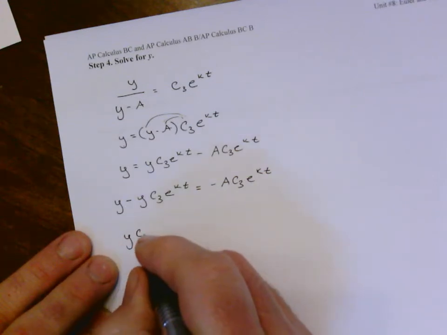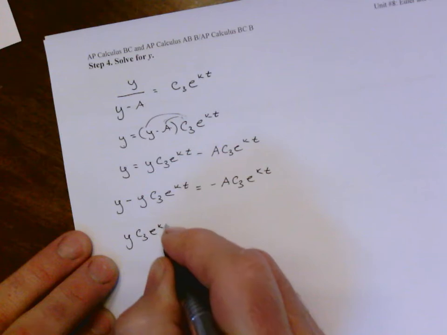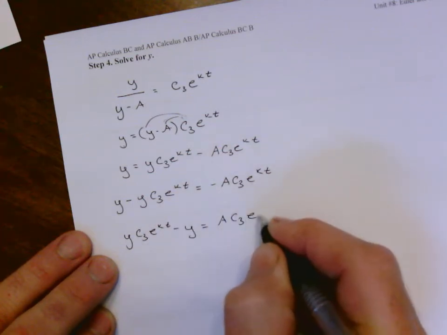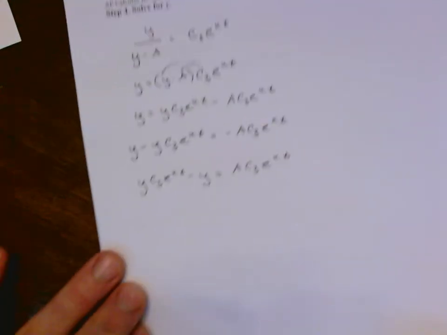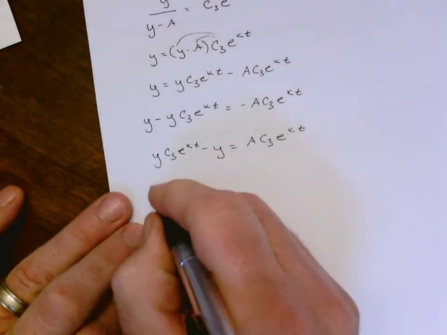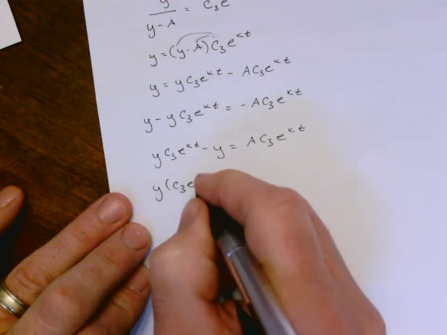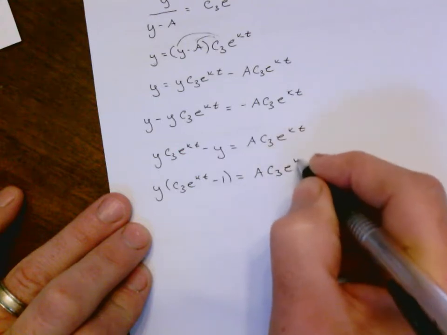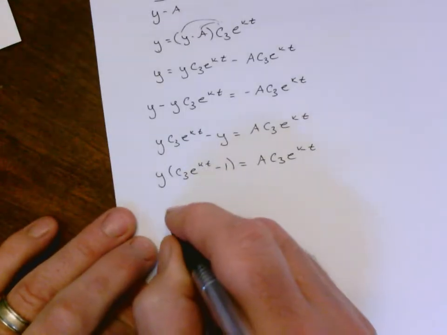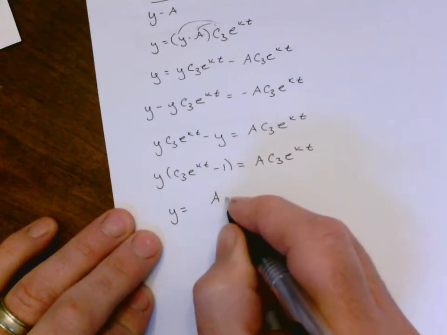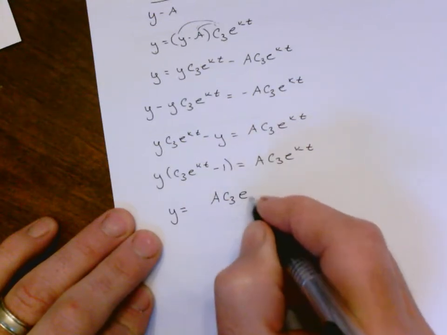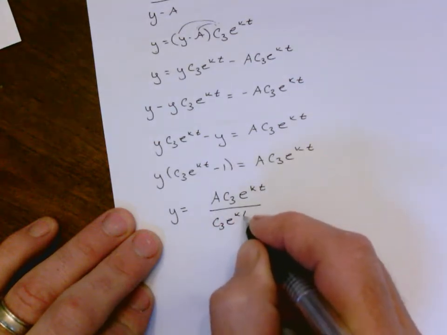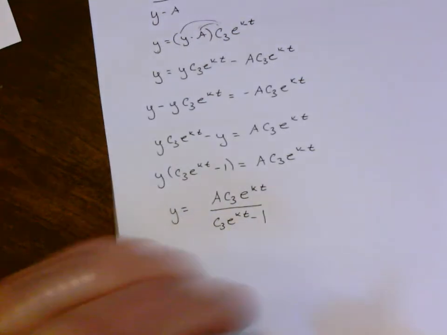So I have y c3 e to the k t minus y is equal to a c3 e to the k t. Factor out a y. y times c3 e to the k t minus 1 is equal to a c3 e to the k t. Divide through. So y is equal to a c3 e to the k t all over c3 e to the k t minus 1. Okay, now let's take a look at what we're trying to get to.